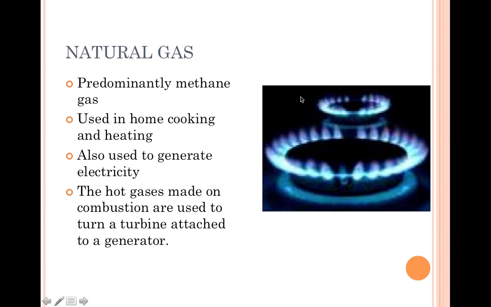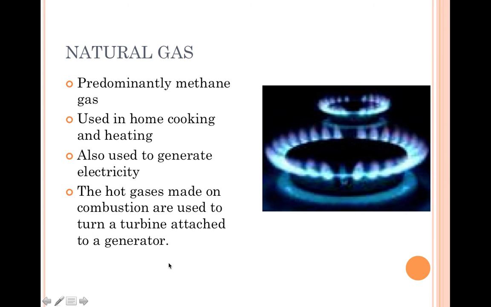Natural gas we have in our labs. It's what comes out of our gas taps. It's mostly methane. And we use it in home cooking and heating. But you can also use it to generate electricity. The power station in Newport, that is a gas-fired power station rather than a coal-fired one. Okay?